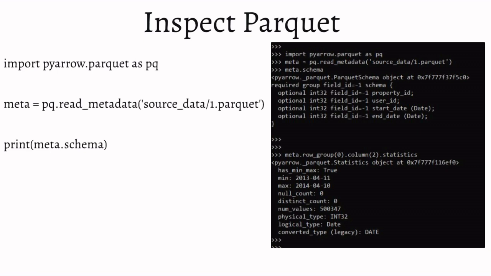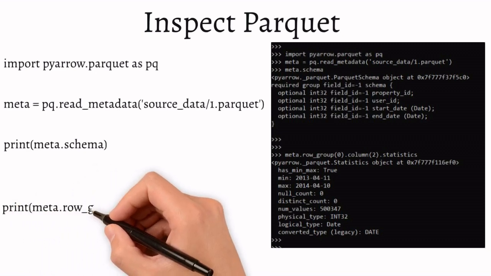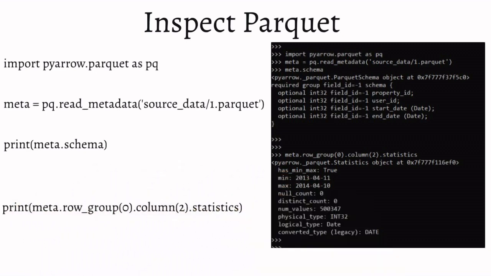For the problem statement we have to solve, we need the start_date and end_date to check if there was a booking on New Year's Eve. Start_date is the third column, which we get at index 2. To get the statistics we can use meta.row_group(0).column(2).statistics. For the shown file, the minimum start_date is April 11th, 2013 and the maximum is April 10th, 2014.